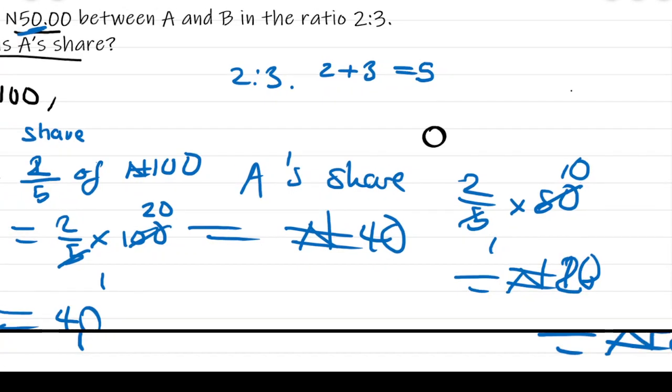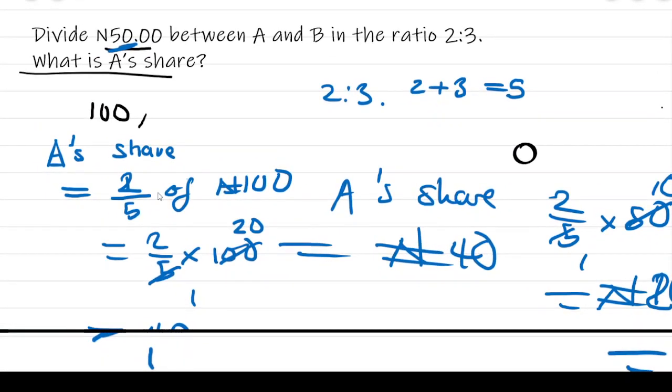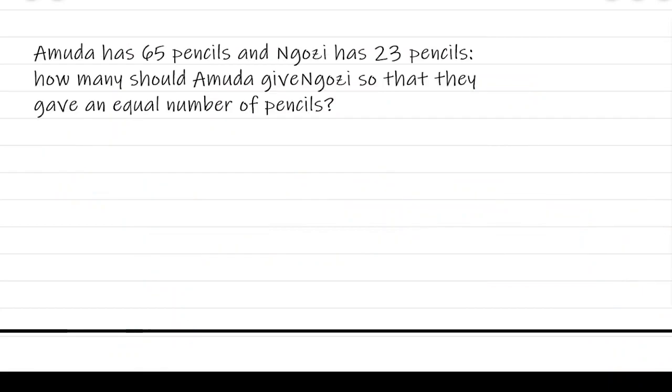Doesn't really matter whether I write 100 naira or 50 naira, since I'm not sitting for an exam. But if I sit for an exam, you should be very careful not to see 50 naira and consider it 100 naira. Mistakes are made. So let's see what the next problem has to say.